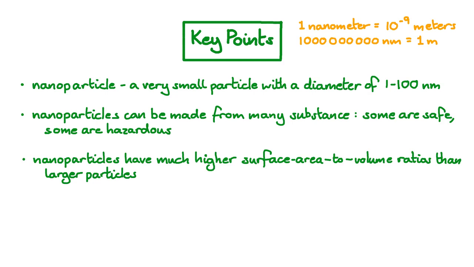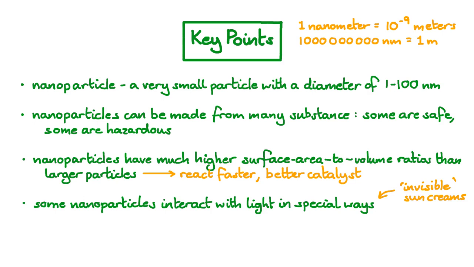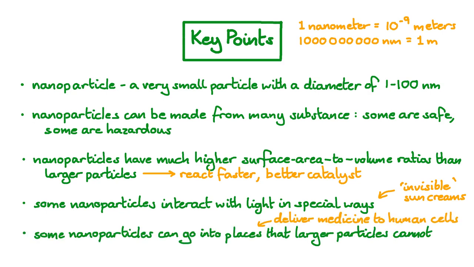Nanoparticles have much higher surface area to volume ratios than larger particles. This generally makes them react more quickly than larger particles and be better catalysts. Some nanoparticles interact with light in special ways, meaning we can get unique behaviour from a material that seems very ordinary. And finally, some nanoparticles can go into places that larger particles simply cannot.